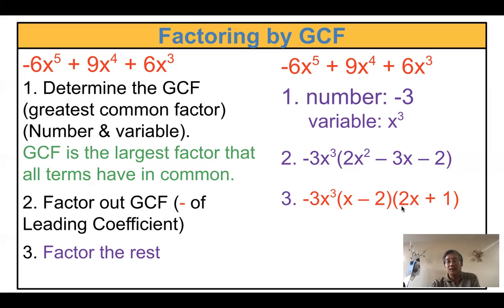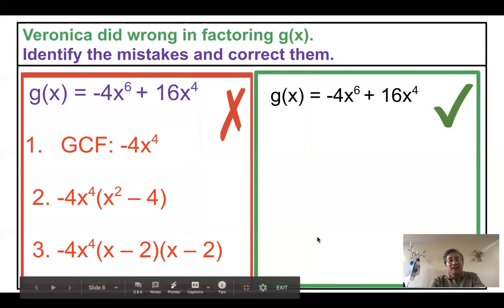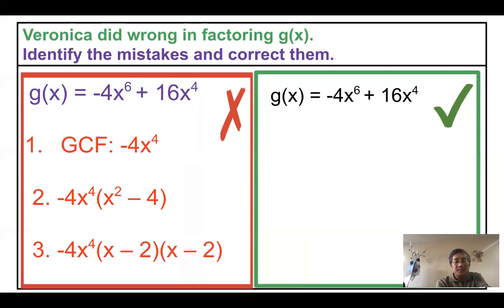All right? When you find the zeros, what do you do? You set this equal to 0, this equal to 0, this equal to 0, and then you solve. We are going to do that later. But you already know how to find the zeros also. We are going to repeat one more time later. So three factors, okay? So now, can you identify the mistakes and correct them?